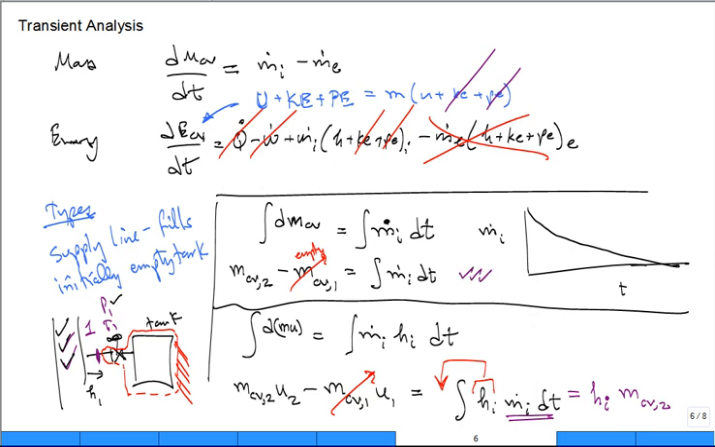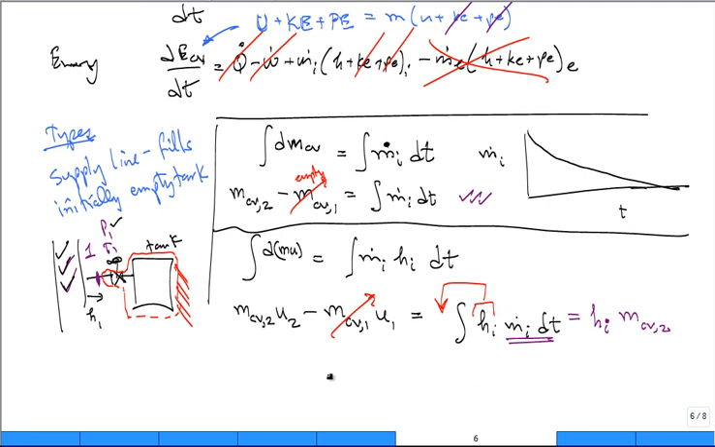So if I rewrite this equation, I have the mass in the control volume when I close the valve times the internal energy in the tank when I close the valve is equal to the enthalpy flowing in times the mass in the control volume when I close the valve. What can we do with the mass in the control volume when we close the valve? They cancel from both sides of the equation, which says that the internal energy of the tank when I close the valve is equal to the enthalpy flowing in.